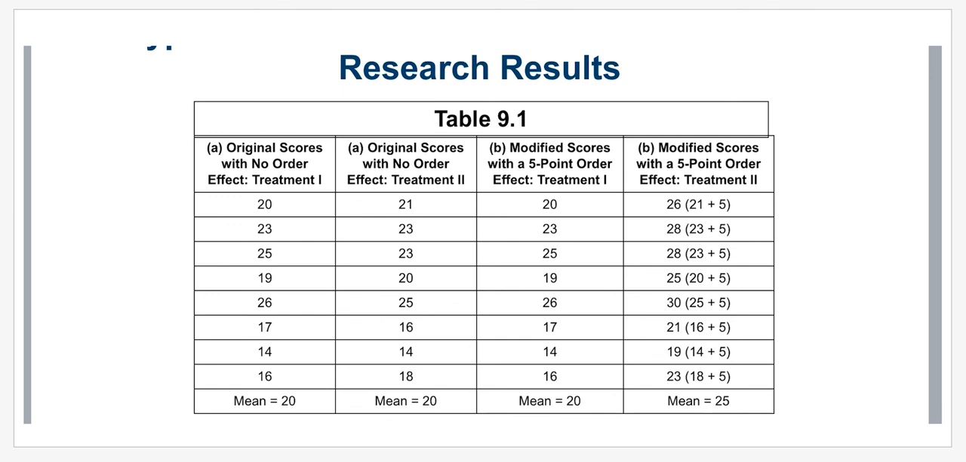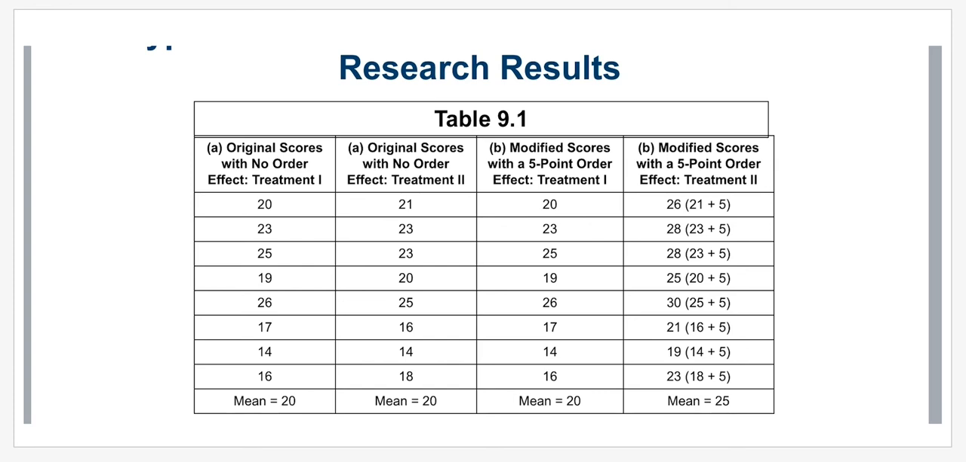And so this is all hypothetical, right? You would not actually add 5 in a real research study. That would happen on its own. The order effect would cause that to happen on its own. You wouldn't actually do this. This is just a hypothetical situation to show you that because there was an order effect, the mean now is 25 over here, and the other one is 20.